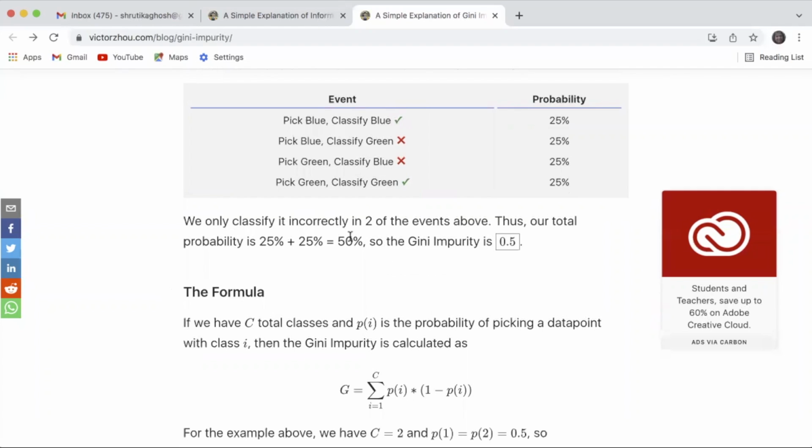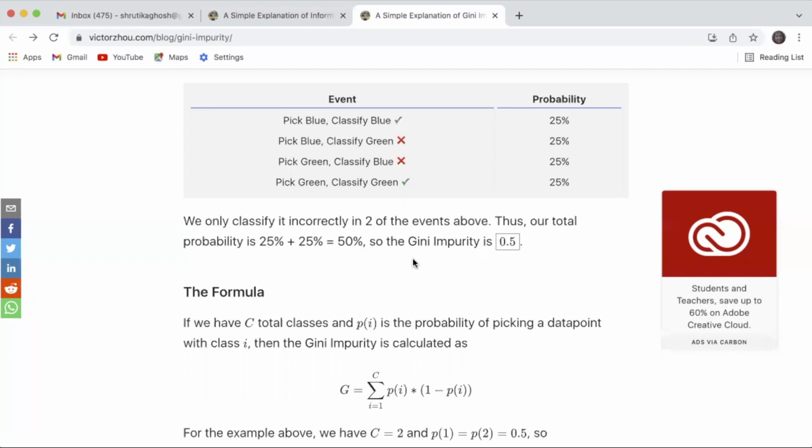So we only classify it incorrectly in two of the events above. Thus, our total probability is 25% plus 25%, which is equal to 50%. So the Gini impurity is 0.5 for this class. So from a physical point of view, we tried to understand what the Gini impurity is. In this case, we found the Gini impurity as 0.5.